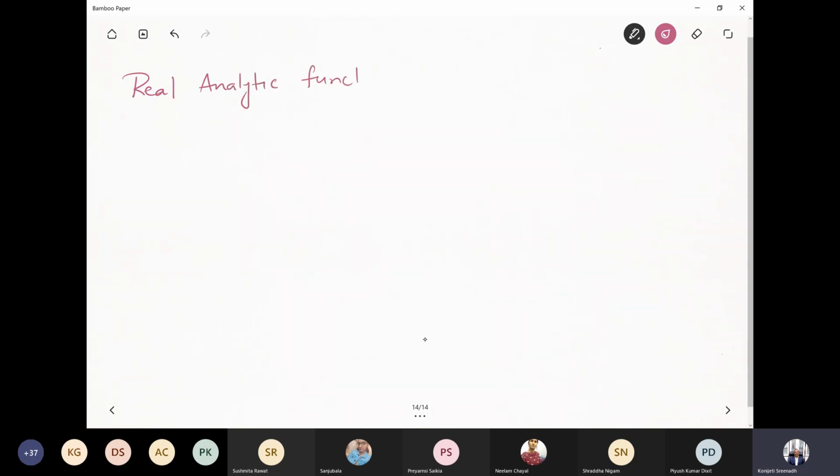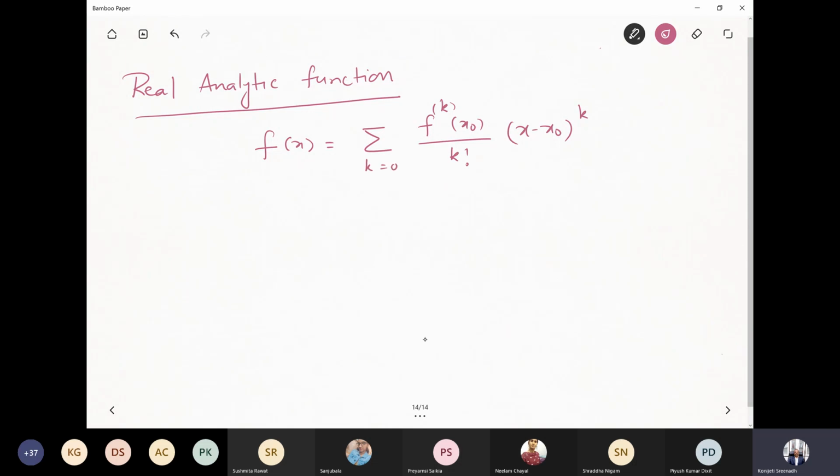So I said real analytic functions are the functions where the function is equal to its power series. So this is the meaning of it. Okay, so if this holds in an interval, say |x - x0| < r, then we say f is real analytic.